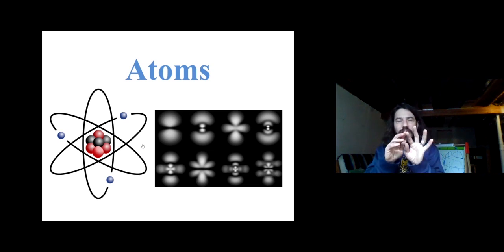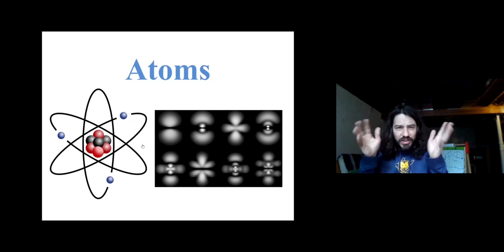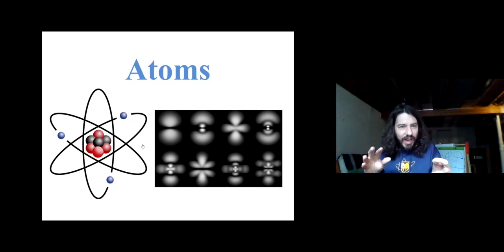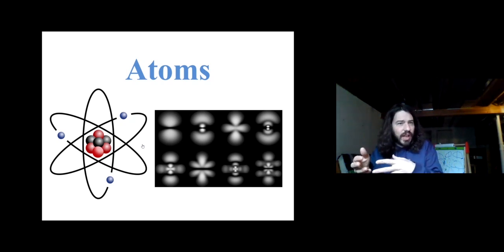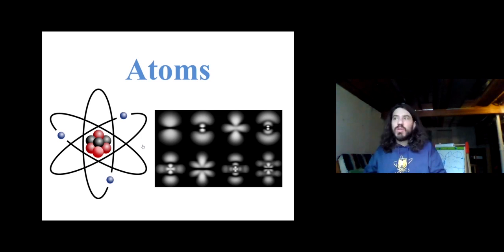These electrons are not really points in space. They're not little tiny ping pong balls. They're not. They act more like waves than they do like little balls. It's crazy. And that's what this visualization here helps us to see.